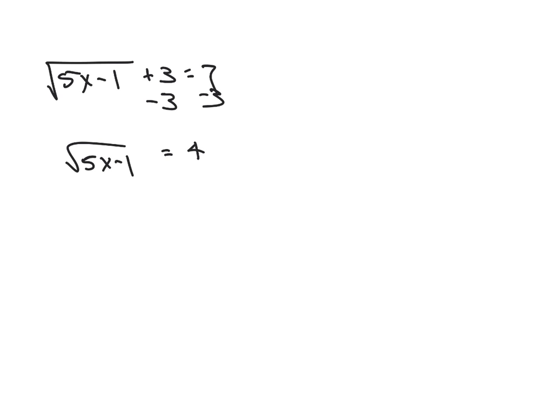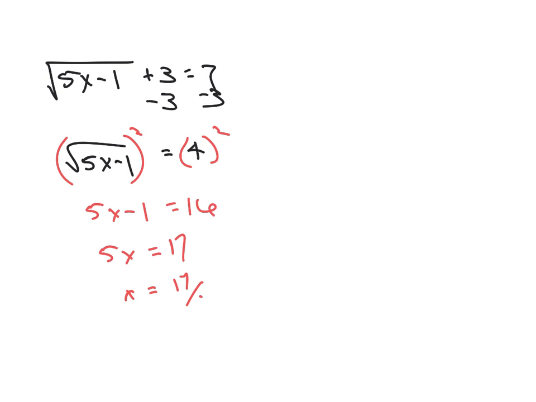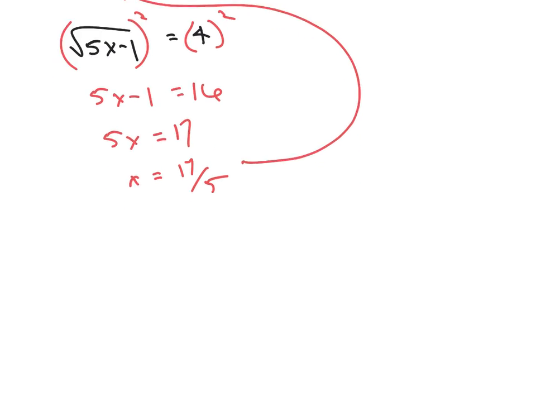Now, it makes it so much easier because we just square both sides. And everything goes away over here. And we get 16. We add 1 to both sides. And x equals 17 over 5. Now, I will tell you that when you put this back into the original, it does work, so it's not extraneous, and you don't even have to check it because I already did for you. And it does work, so we don't have an extraneous root.